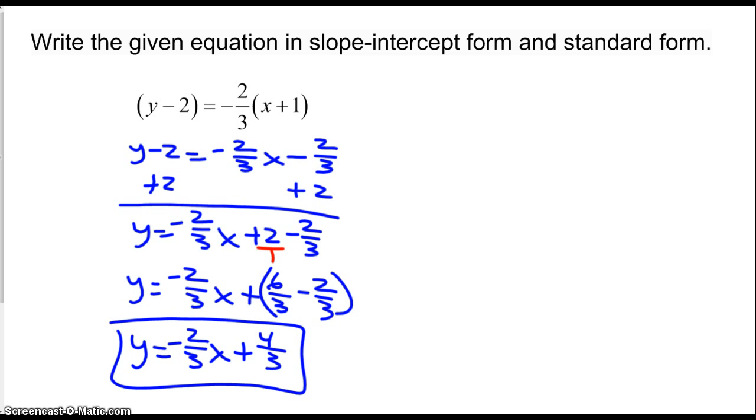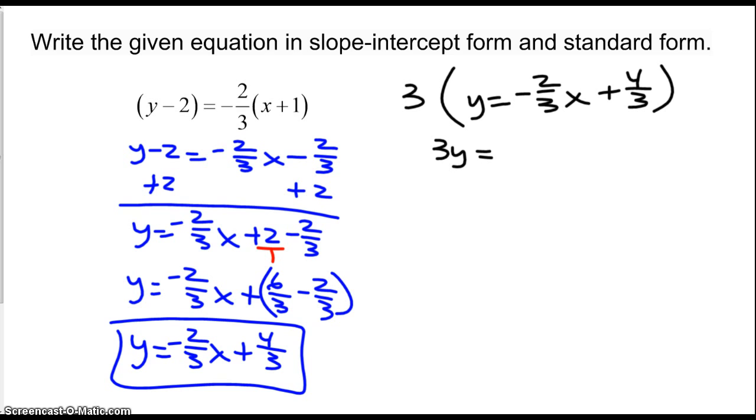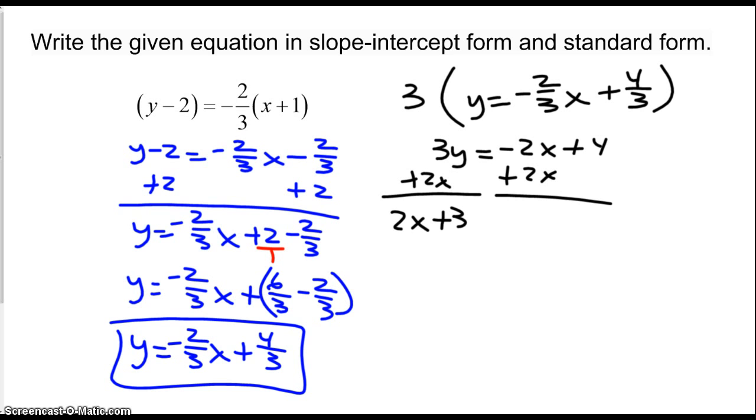Now, to convert to standard form, let me write where I'm at now. I have y equals negative 2/3 x, let's see, plus 4/3. I would just go ahead and multiply the entire equation by 3 to get rid of those fractions. That'd be 3y. 3 times negative 2/3 is negative 2, and 3 times 4/3 is positive 4. And then I just need to add the x's to both sides to get them to move to the left. Okay, that would be standard form.